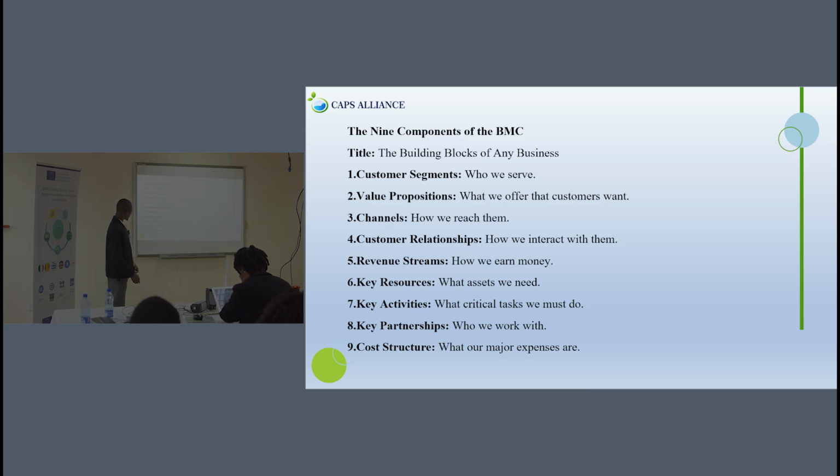Then the key resources, what assets do we need? For example, if you are producing milk in that particular area in Mogotio, you require a vehicle that you'll be using to transport, you require packaging, you require branding, you require all those things. You also require to market your product online and the like.